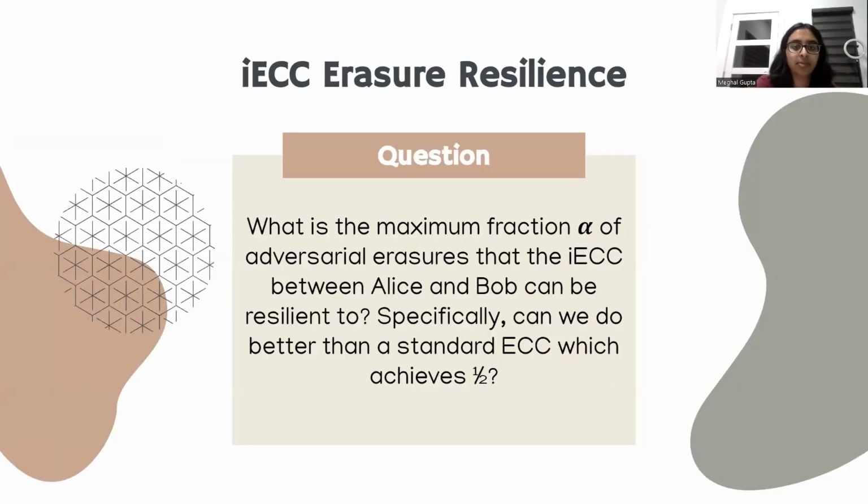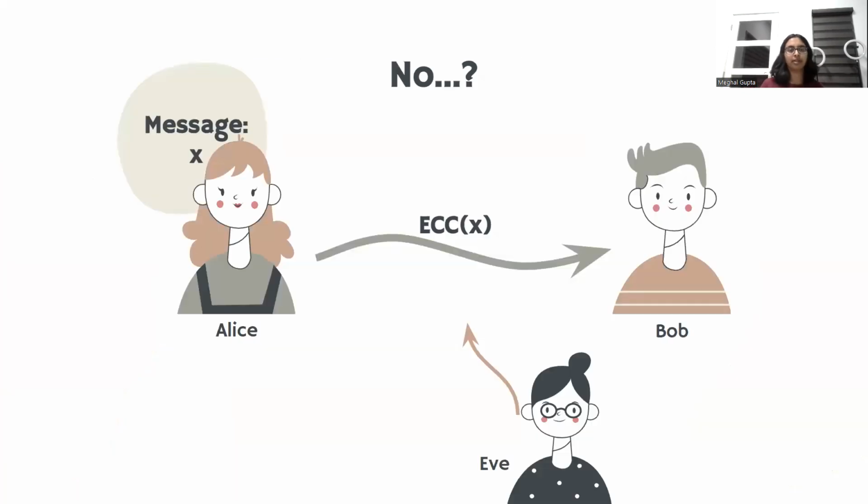So now the question becomes, what is the maximum fraction alpha of adversarial erasures that the IECC can be resilient to? Specifically, can we do better than a standard error correcting code, which, as we showed earlier, achieves an error resilience of about half? So let me try to convince you that the answer to this question is no.